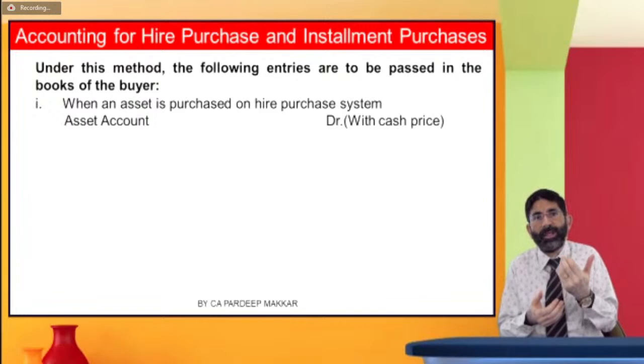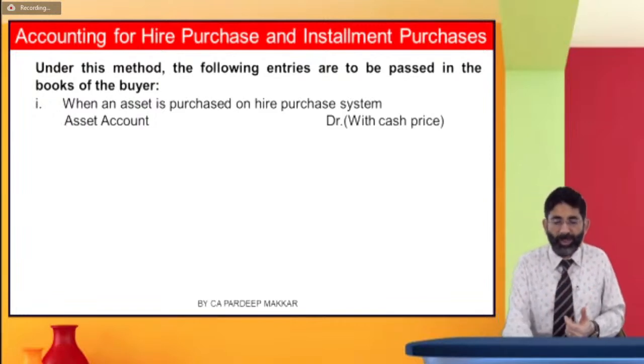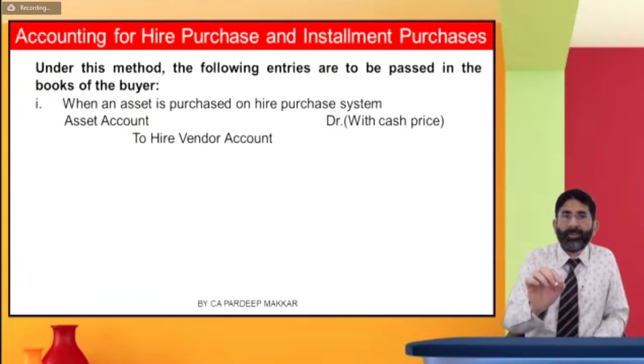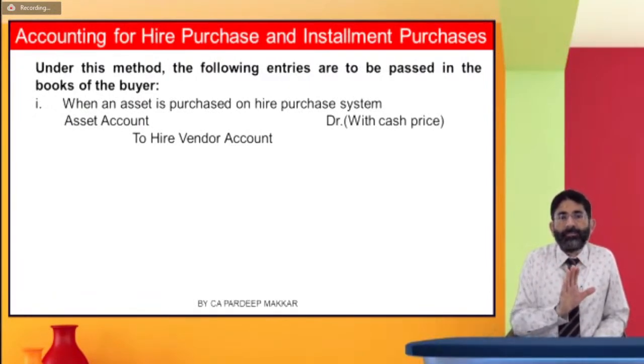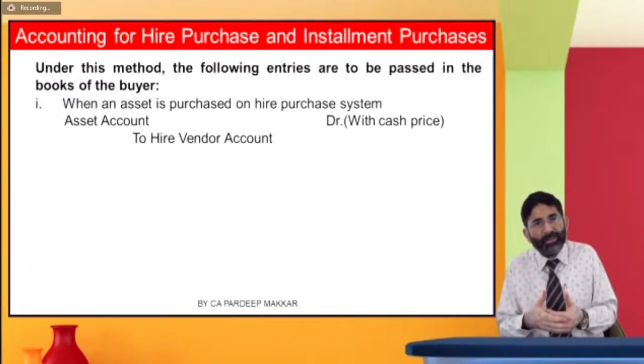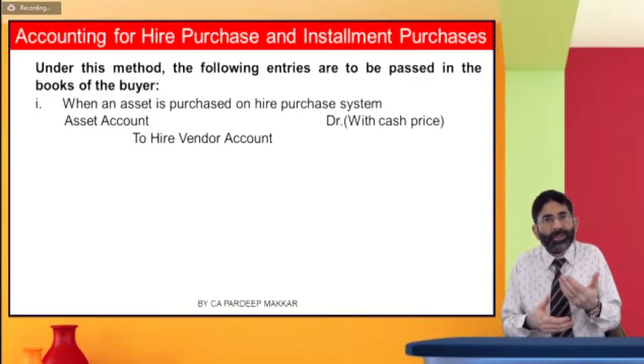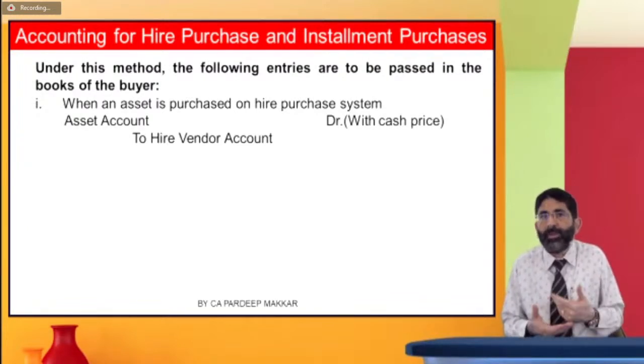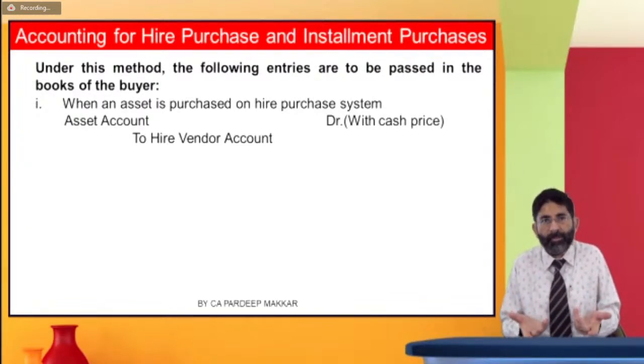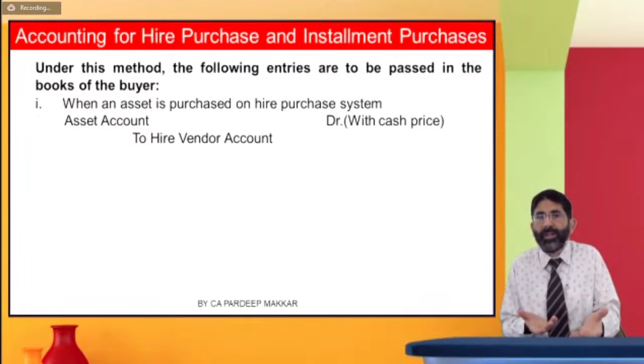So what entry will I pass? I will pass asset account debit to vendor. But while using the word vendor, you have to write hire vendor only. Like if we have purchased goods from B, the entry will be car account debit to B, not hire B. It is just a way of presentation. The entry will be very simple. I have purchased an asset from B, just like on credit purchase. The same entry I have to make. If I am purchasing some asset on credit, what will be the entry? Asset account debit to the creditor. So asset account debit to creditor means hire vendor.